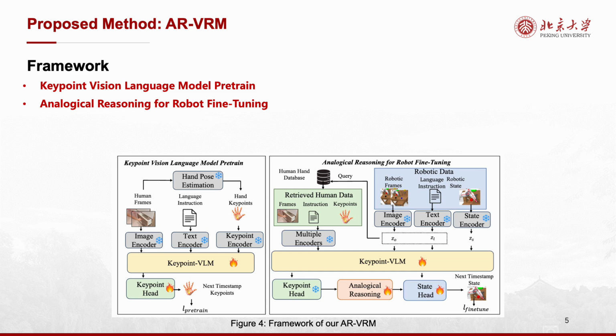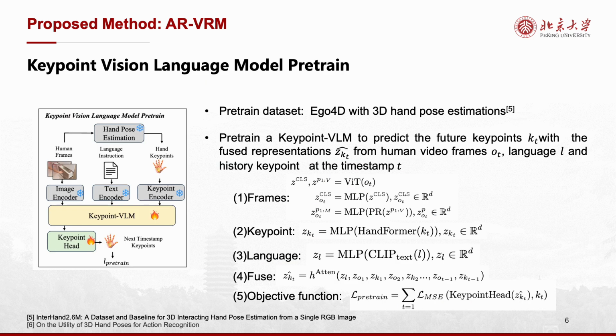And our framework contains 2 main stages: keypoint vision language model pre-training and analogical reasoning for robot fine-tuning. In keypoint vision language model pre-training, we use an egocentric dataset, Ego4D, with 3D hand pose estimations, which has similar tasks to VRM. At this stage we pre-train a keypoint VLM to predict the future keypoints, with the fused representations from human frames, language and previous keypoints.